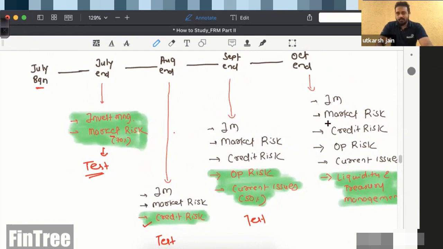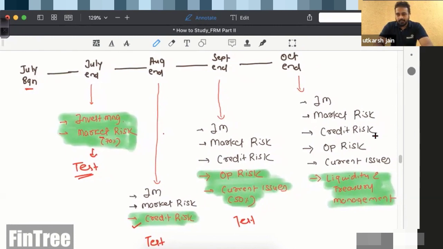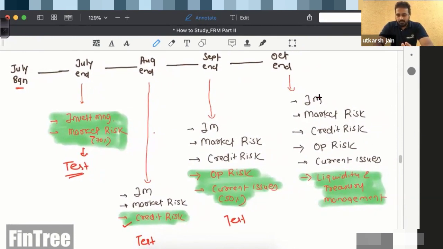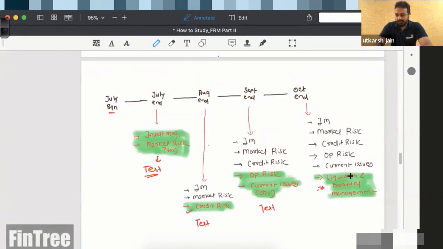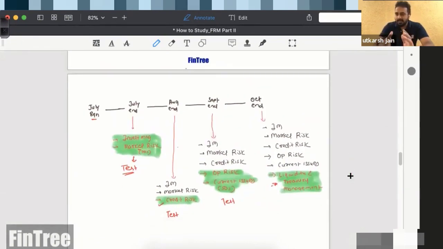And then somewhere around October end or maybe third week, depending again on when we're taking the exam, you finish these subjects which have already finished, and then you try and pull off the liquidity and treasury management. Okay, so that's a rough schematics. You can modify the schedule based on your own personal circumstances, but that would give you a good idea in terms of how you want to plan for it.